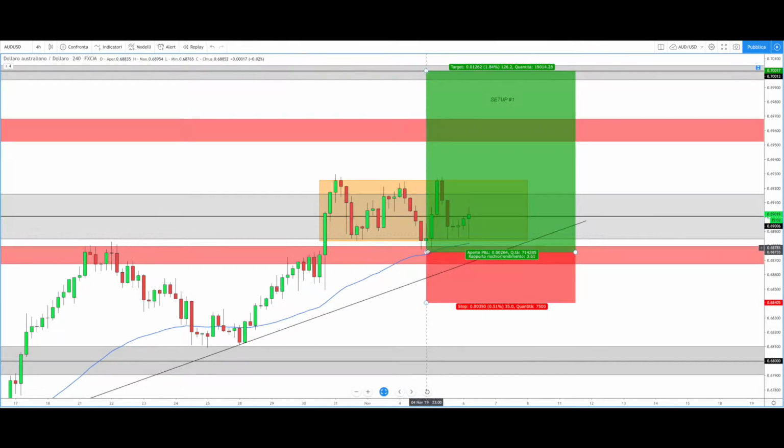We can see that the price perfectly touched our entry point, and after this break and retest, the price found the strength to start a new bullish movement that brought the price to break again this key level 0.69. Just after this break, the price formed this big bullish candle here, but the price failed again to break 0.6925.